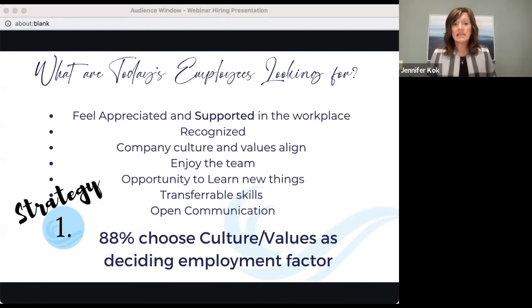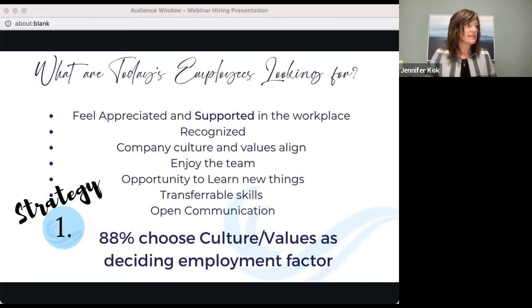They also want to enjoy the team. They want the opportunity to learn new things. A lot of people left their jobs in the last couple of years and they don't want to go back to doing what they were doing before. They want transferable skills. And I don't mean learn something at your business and take it to another business, but something that they can do inside of their lifestyle. Open communication was another huge one. 96% of today's employees crave transparency. They want the business owner to share with them what's going on.